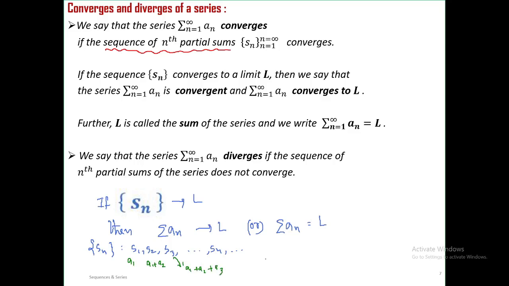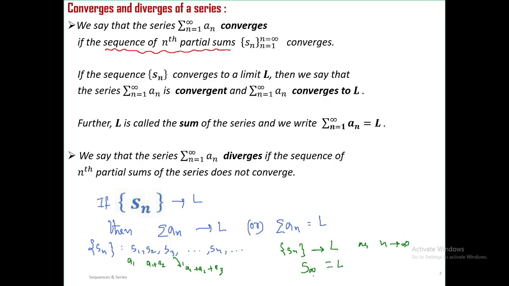Okay, now the sequence Sn converging to L means what indirectly? As n tends to infinity, it means the number at infinite position will be L. That means, let me write like this: S infinity. What is S1? The number at first position. S2, the number at second position. S3, the number at third position. Like that. S infinity means the number at infinite position. That is nothing but my L only, right?